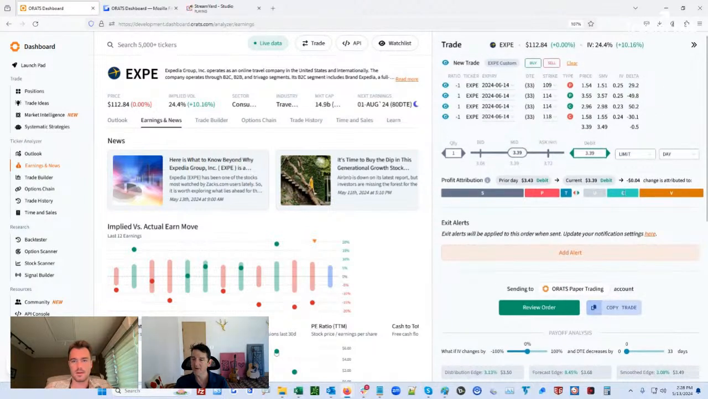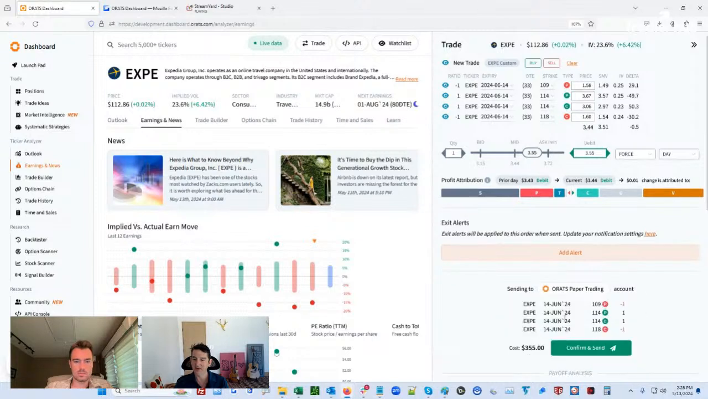Okay, so let's 349. So let's give them a fair amount. So let's go up to 355. We could probably get filled. So this will be one of our trades. We'll force it. And all right, so let's send that off.